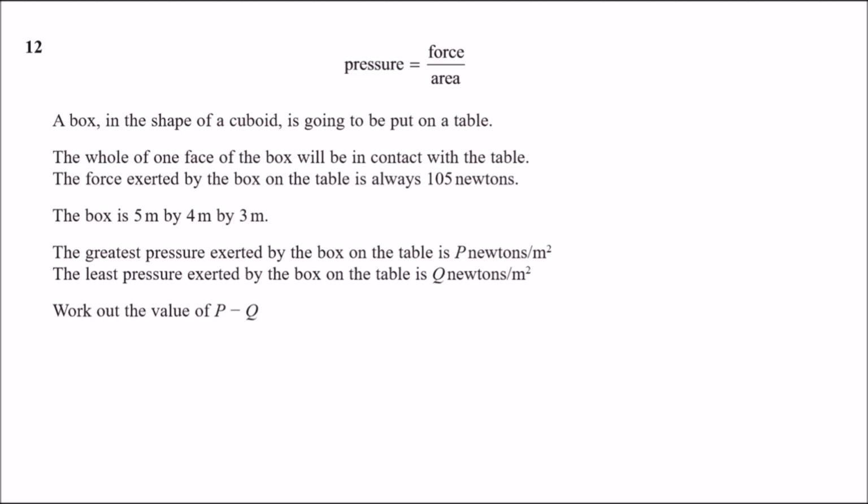Okay, number 12. So we're given a pressure which is equal to a force by area. So this is a formula which we usually have to memorize. A box in the shape of a cuboid is going to be put on the table. The whole of one face of the box will be in contact with the table. The force exerted by the box on the table is always 105 newtons. So this is our constant force here. So that's covered. So this part is 105.